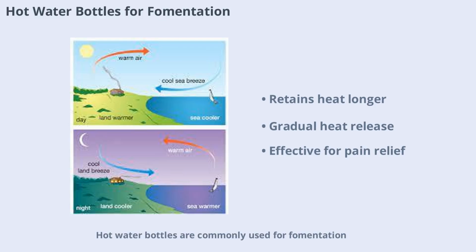Hot water bottles are commonly used for fomentation, or applying heat to the body. Thanks to water's high specific heat, these bottles retain heat for a long time and release it gradually. This makes them effective for soothing aches and pains, as they provide warmth over an extended period without cooling down quickly.